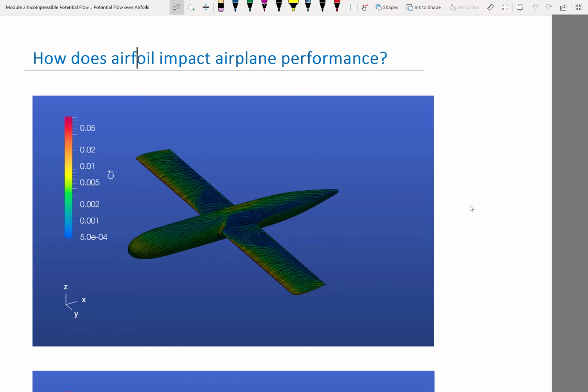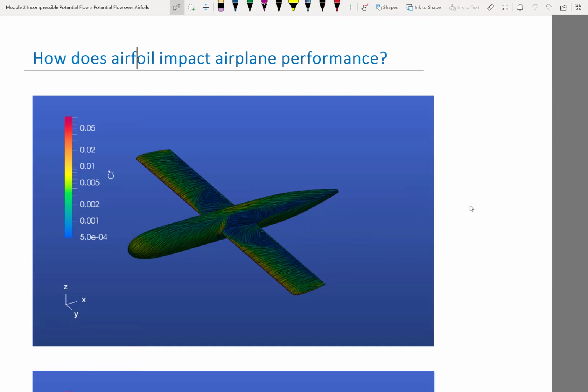And the color represents the magnitude of the skin friction. So when you see red, it means the flow near the surface is going fast. When you see blue, it means the flow near the surface is going slow relative to the surface. So what you see here is this blue region where the flow just swirls. That's called flow separation.